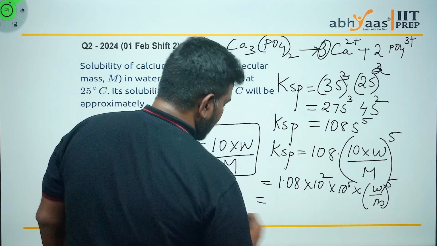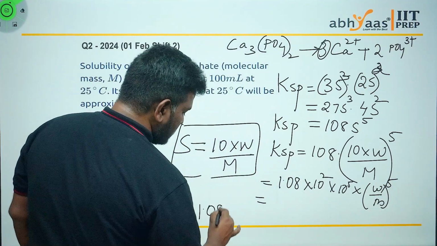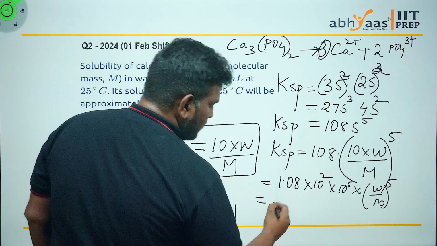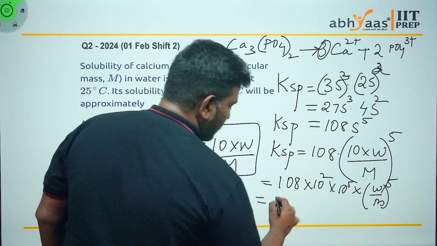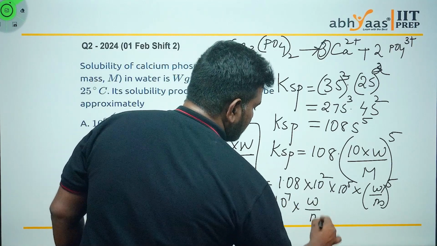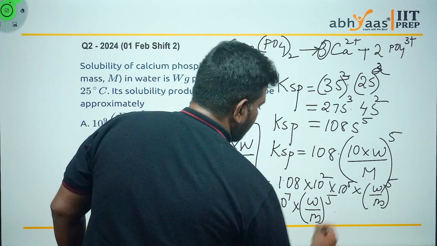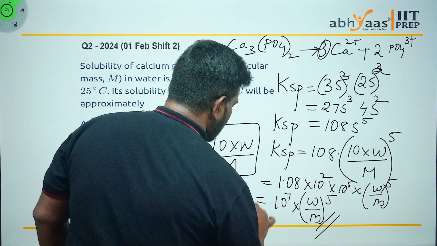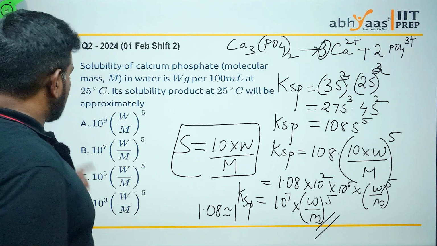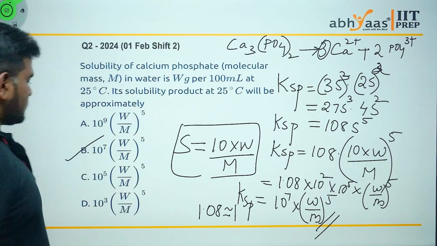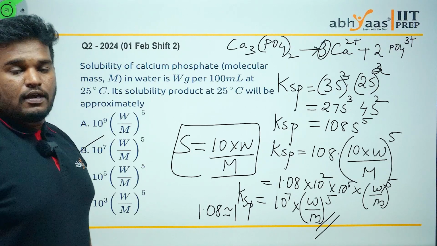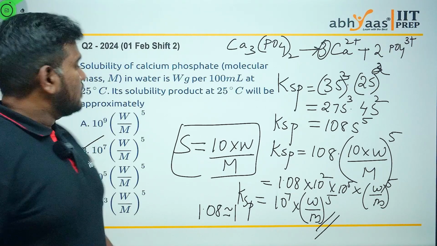Now we can see that 1.08 is almost equal to 1. So I can take it as 1, then it will be 10 raised to 2 into 10 raised to 5. It will be 10 raised to 7 into (W by M) the whole raised to 5. So the Ksp value is 10 raised to 7 into (W by M) raised to 5. So what is the answer? B is our answer. I hope you have understood the solution.